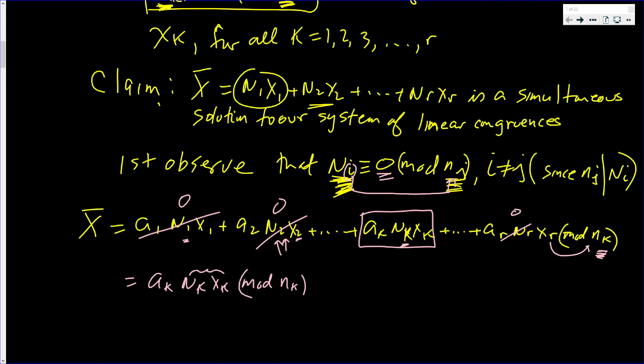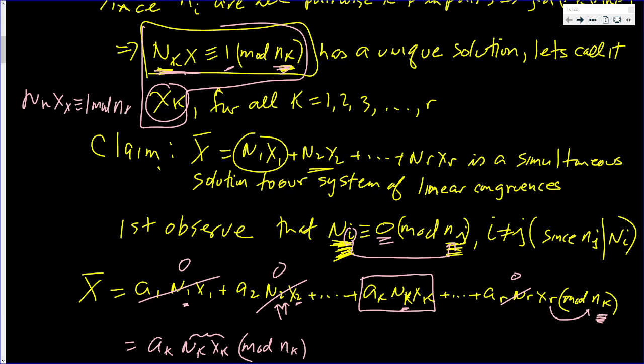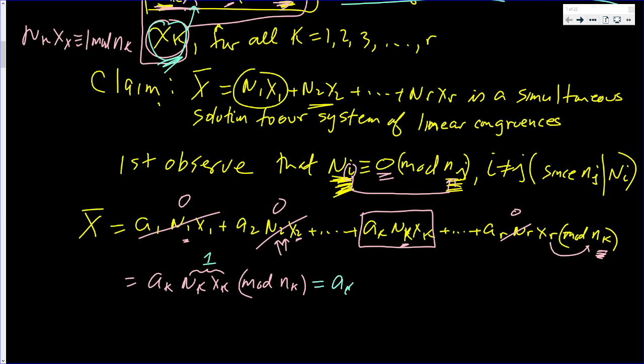Now, here's the beauty. That equals 1. Somewhere we said that. Remember, we said this is congruent to 1 mod n_k if x_k is the solution. That is, when we put these two together, we get that N_k times x sub k is congruent to 1 mod n sub k, because this x right here is unknown. And I'm saying that that's the solution. It has a solution. Let's call it x sub k. So down at the very bottom, that's 1. So what we get is a sub k times 1 mod n sub k, which, multiplying by 1, is a sub k mod n sub k.